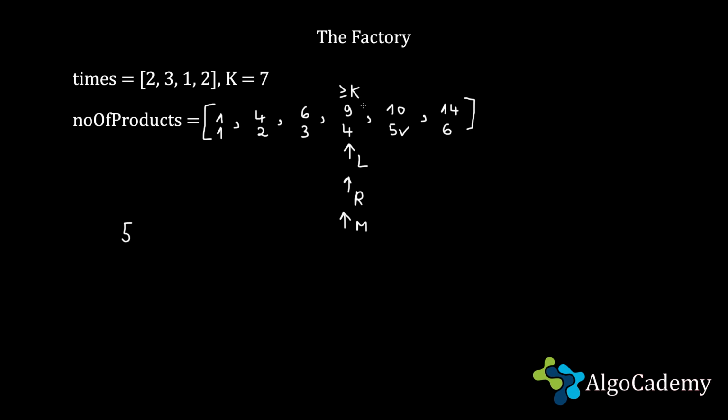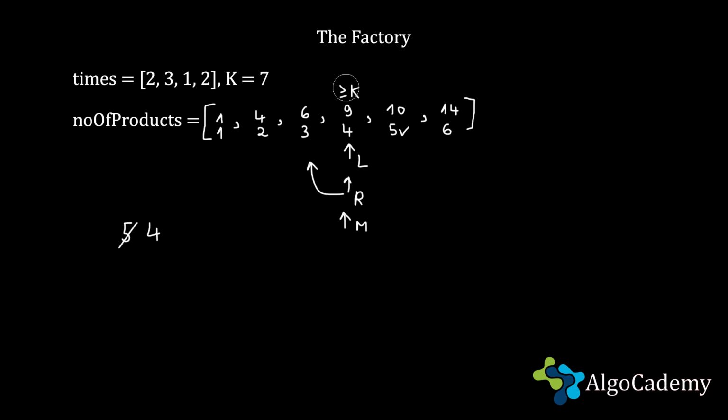And what do I do now? I have just found another valid time, which is also less than my current best solution. So I'm going to update the solution to 4. Now 4 is the minimum amount of valid time I have found so far. But again, I won't stop because there might be some other values on its left. So I set right to position middle minus 1.